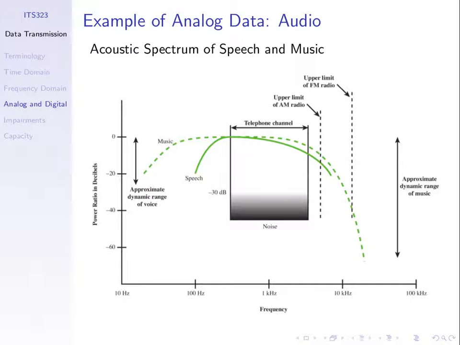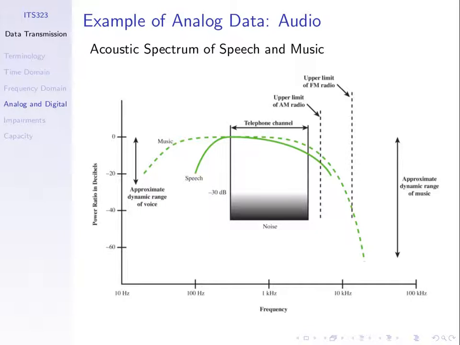This picture shows the spectrum of an example form of analog data, in this case audio. So a very common example. Remember, the spectrum shows on the horizontal axis the frequency, and on the vertical axis the signal strength. Here it's in decibels, but it's a measure of signal strength. So it's a plot of data in the frequency domain.